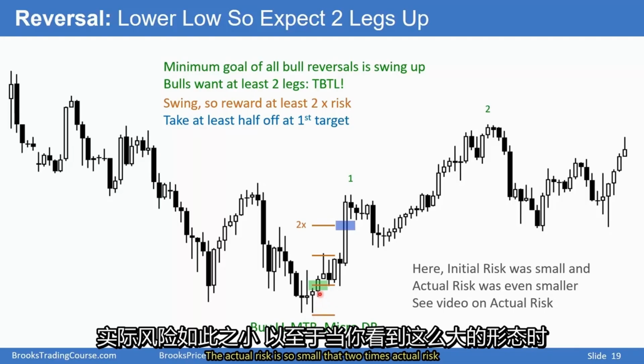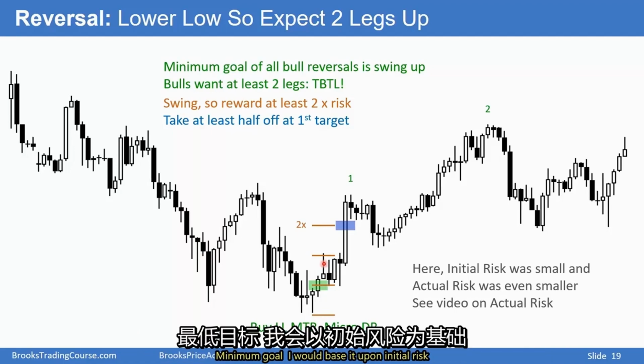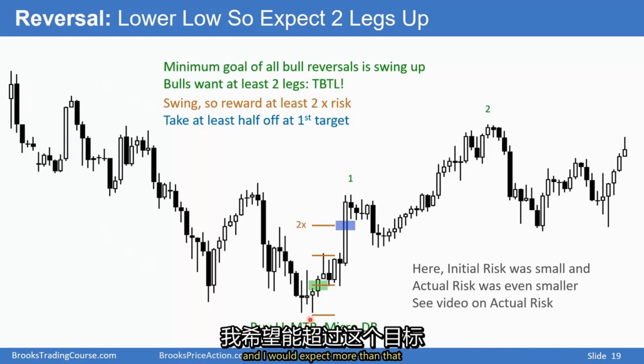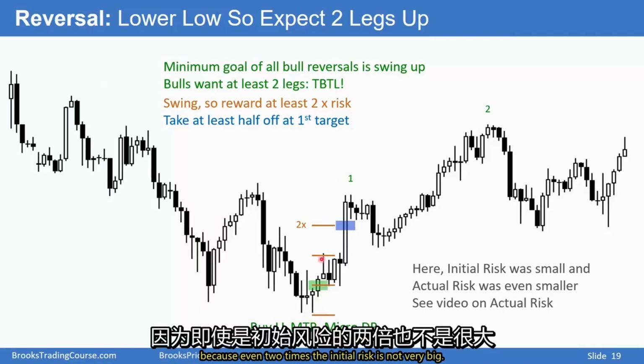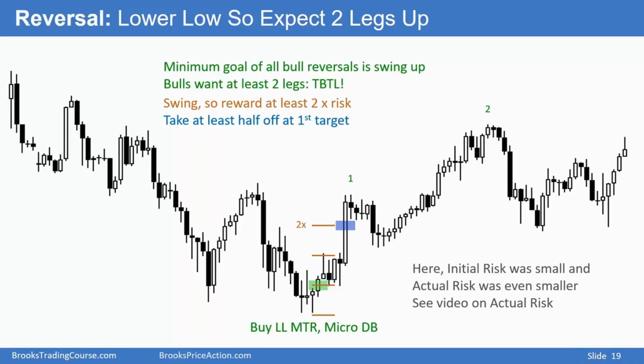The actual risk is so small that 2 times actual risk is not a big enough target when you're looking at a pattern this big. So minimum goal, I would base it upon initial risk. And I would expect more than that because even 2 times the initial risk is not very big. Probably going to get more than 2 times the initial risk. But that is a reasonable initial target.